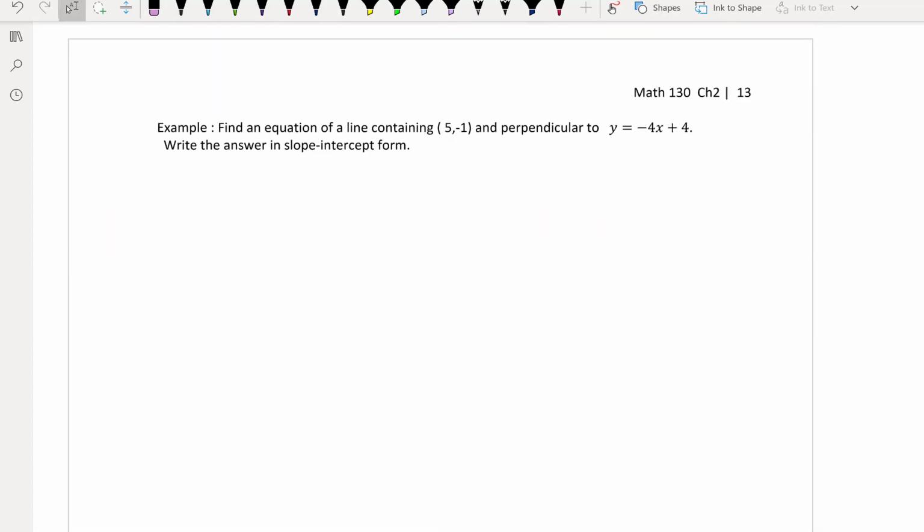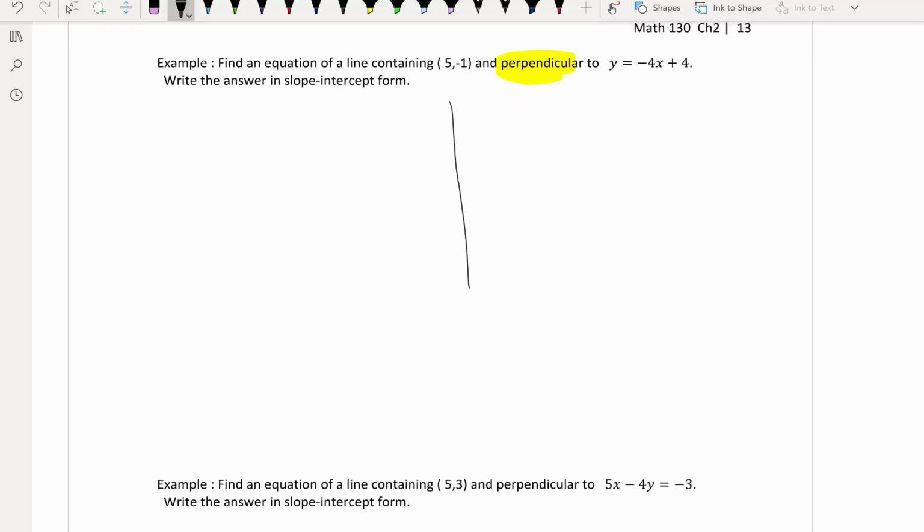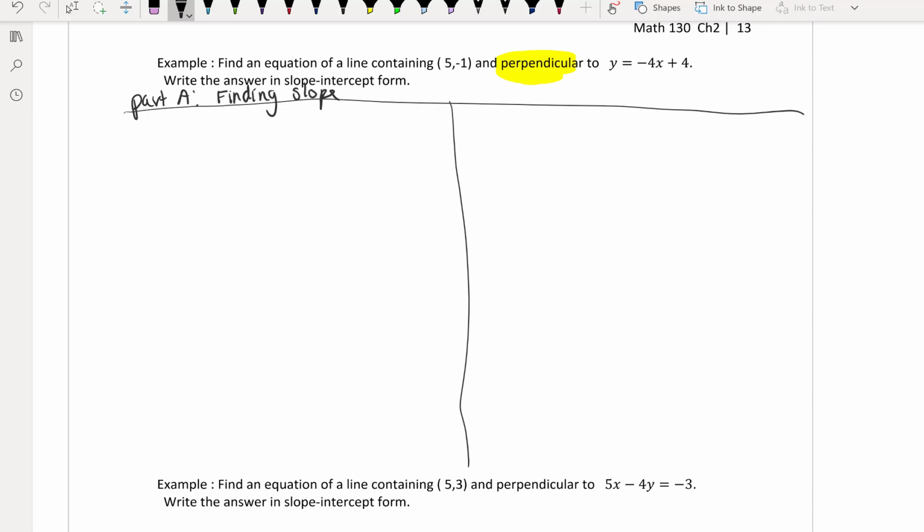Now, what's different about this example is this key word is going to be perpendicular. So now you have to think about this just a little bit more. So we're still going to have the same format. So we know that part A is going to be finding slope, and part B is going to be finding b value. So let's see what we start off with. So we have y is equal to negative 4x plus 4.